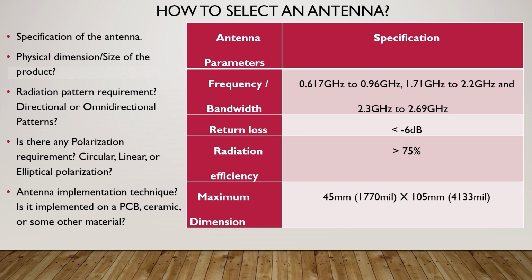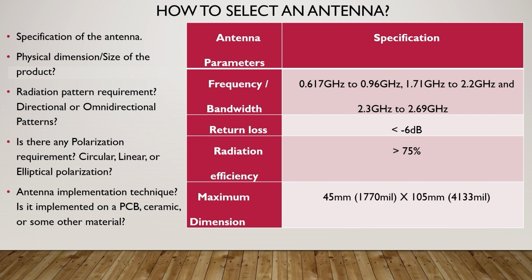The question is, how do we select an antenna for your application? To choose an antenna for your application, you need to ask these questions. Specification of the antenna, physical dimension or size of the product or antenna, radiation pattern requirement, whether it needs to be directional or omnidirectional radiation pattern. Is there any polarization requirement, circular, linear, elliptical? For example, military and defense satellite communication applications have circular polarization requirement for the antenna. Antenna implementation, is it implemented on a PCB or ceramic chip?